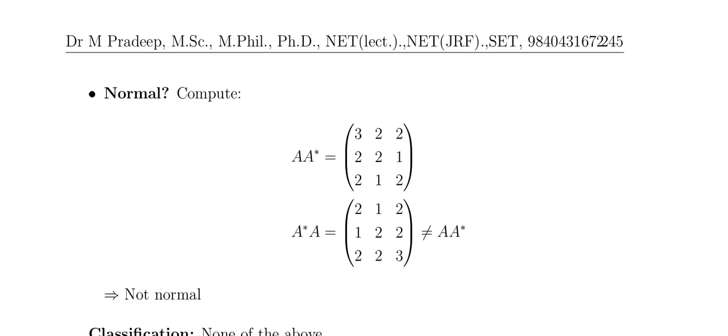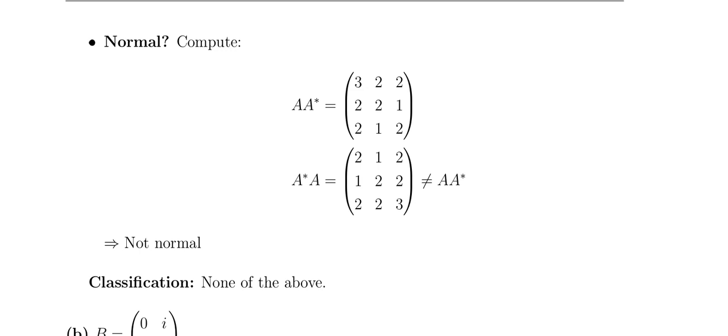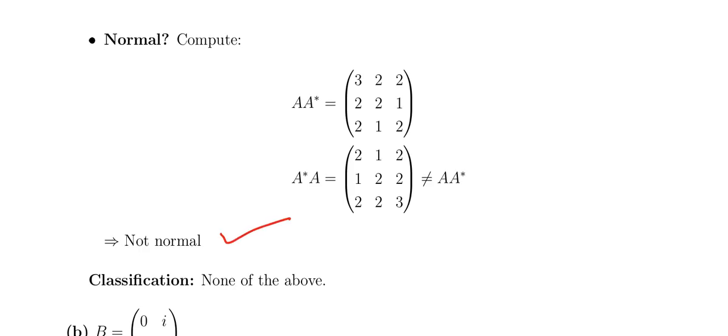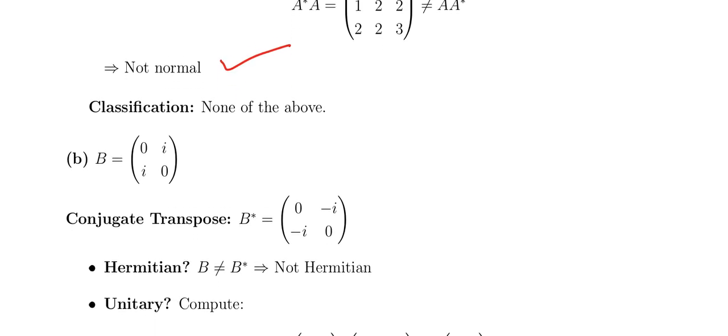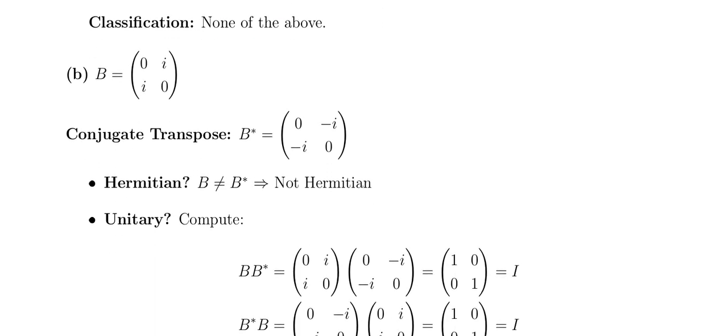Normal என்பது, A star and A star A are the same ஆக இருக்கணும், ஆனால் இங்கே ரெண்டுமே same ஆக இல்லை, அதனால் this is not a normal. So this is the classification. B-யில் பார்த்தீங்கன்னா B star என்பது transpose of the cofactor matrix. இதனுடைய cofactor matrix பார்த்தீங்கன்னா B 0 -i 0, இதனுடைய transpose தான் இது. So இங்கேயும் ரெண்டுமே equal கிடையாது, அதனால் not Hermitian.